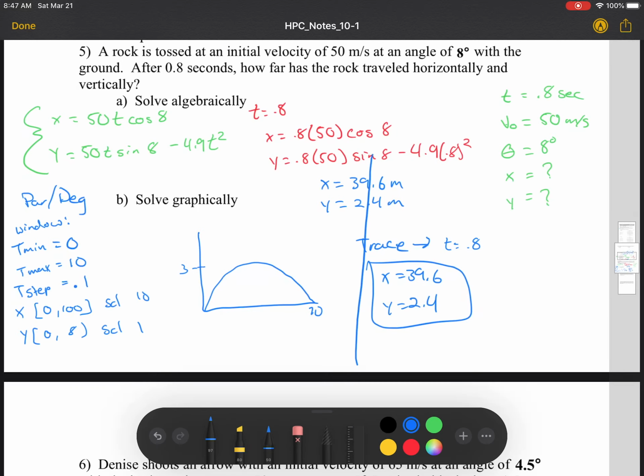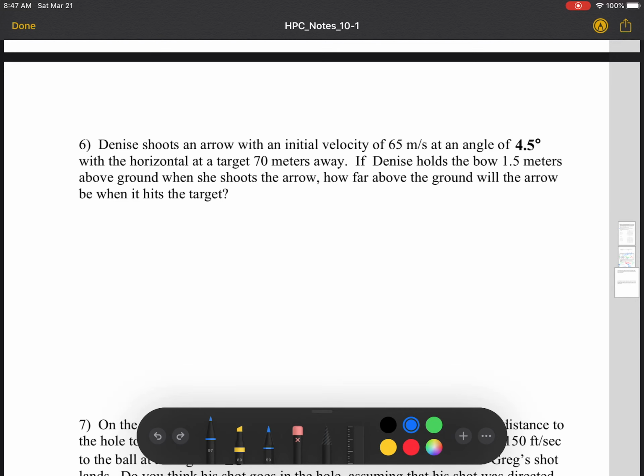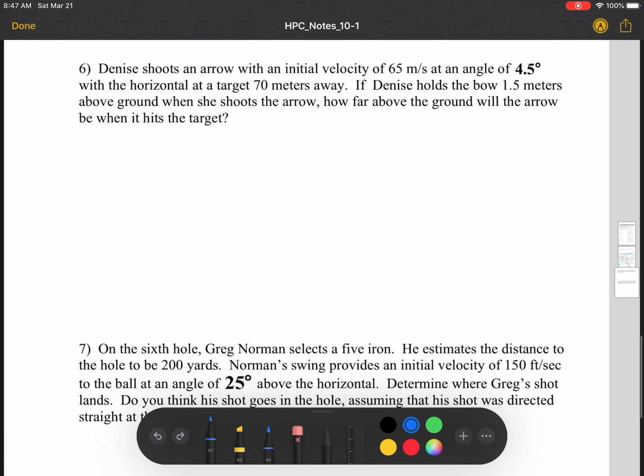Okay, now moving on to the next problem. Okay, number 6 for you guys. We got another story problem, which I love. Denise shoots an arrow with an initial velocity of 65 meters per second at an angle of 4.5 degrees with the horizontal at a target 70 meters away. If Denise holds a bow 1.5 meters above the ground when she shoots the arrow, how far above the ground will the arrow be when it hits its target?